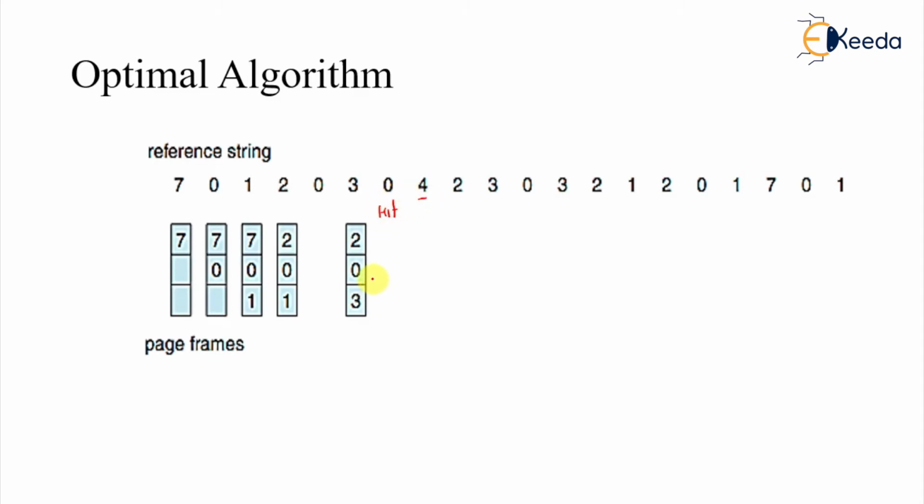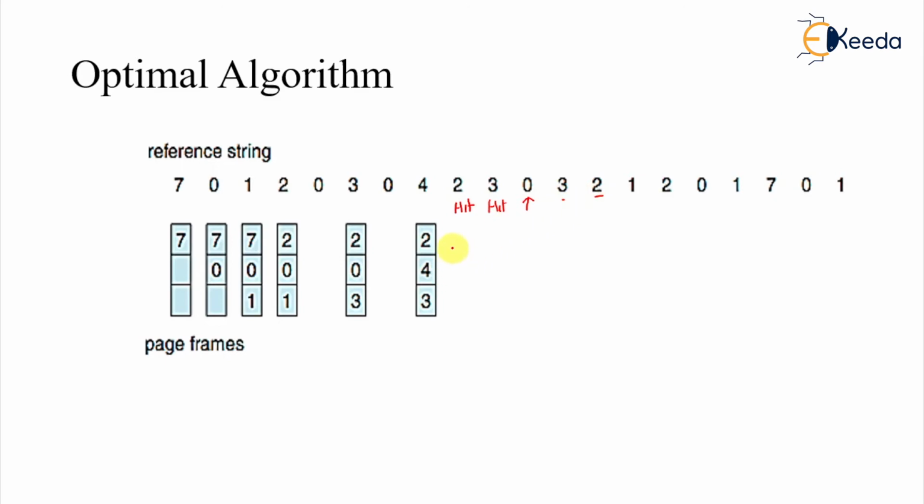Now 4 comes. Among 2, 0, 3, 2 and 3 are here, and 0 has been used last in this case. So 0 is a hit, and 0 will be gone. Next is 2, which is a hit. So no issue, 2 is a hit. 3 is a hit, and 0 is a miss. When I come to 0, 3 and 2 are used. So who will be gone? 4 will be gone in this particular case.